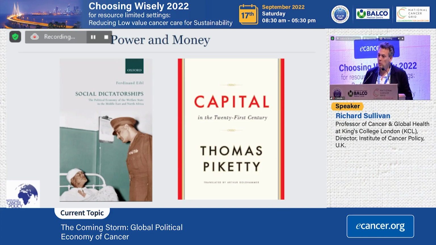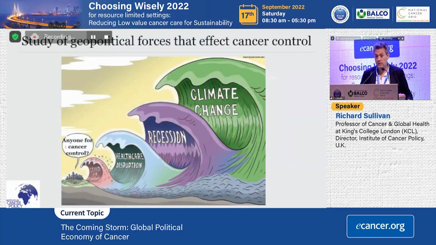But it's about inequalities, and it's about exactly what Pramesh was talking about earlier, which is where do we make the political decisions to allocate our resources? And why do some societies spend so much and other societies spend so little? It's also a study of geopolitical forces that affect cancer control. Bhavna's already alluded to climate change, but it also studies how things like recessions and other major healthcare disruptions like COVID affect the particular disease discipline that we're in.